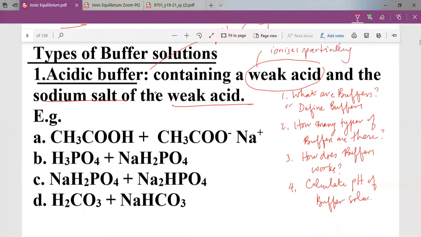I put down here the four things about buffers. What are buffers? Different types of buffers. How does it work? And calculate pH. So we do the first three today. The last one I think we will do later, because there are a lot of calculations.